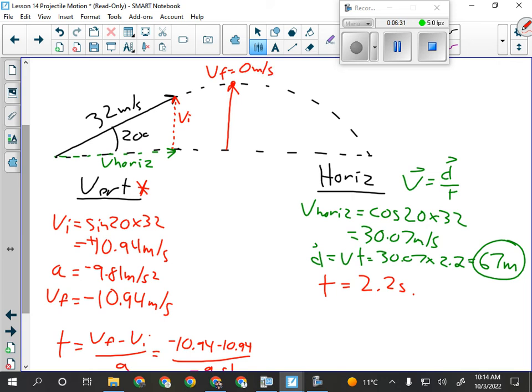So I know that right here, VF is 0 meters per second, and I'm looking for the vertical displacement. I know VI, that didn't change. I know A, I know VF, and I'm looking for D. Do I have a formula that has those things in it? Which one?